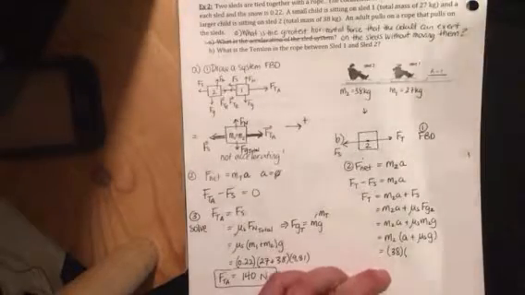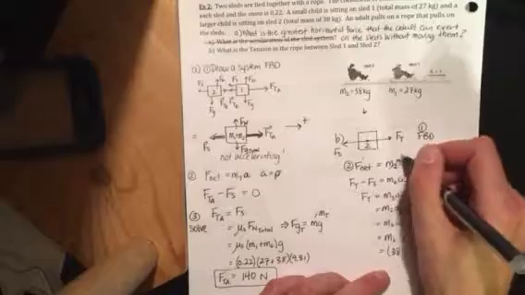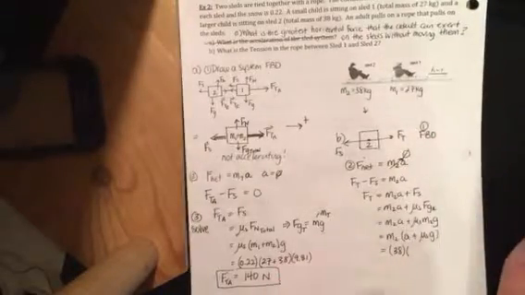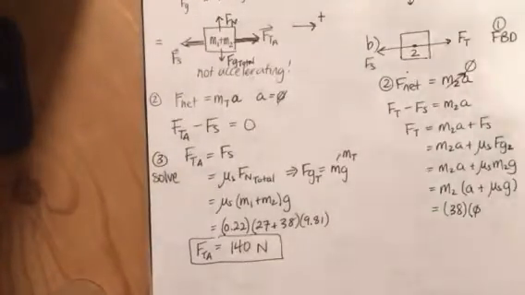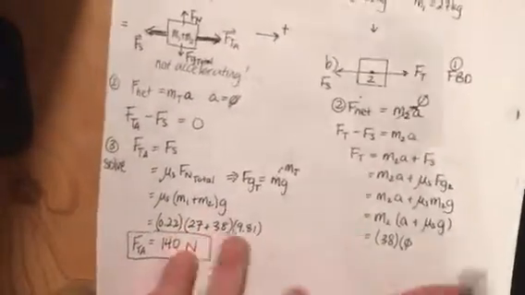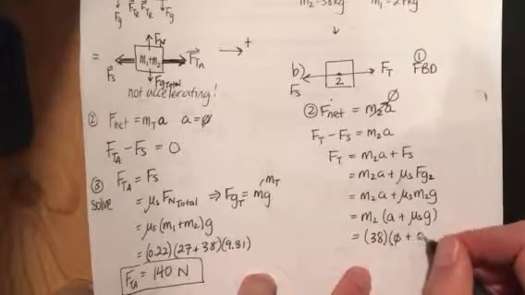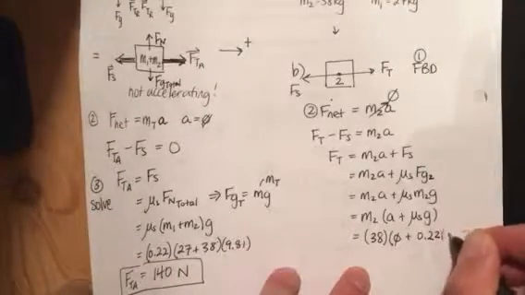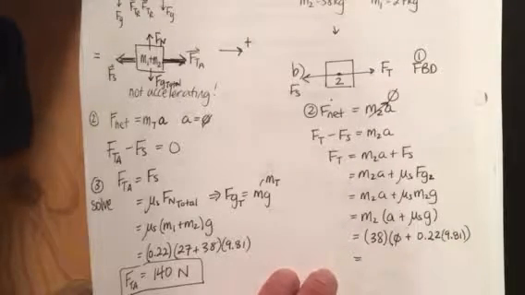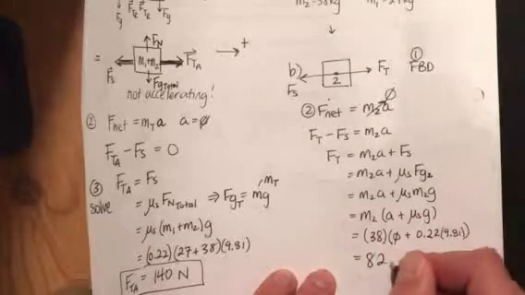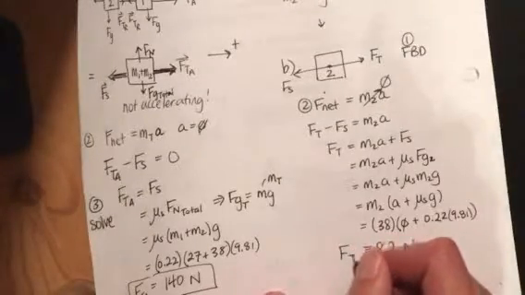Oh, acceleration 0. I almost forgot. It's getting late here. Because they're not moving, the acceleration is 0, so that's okay. We're going to plug it in here, in our last bit of problem solving, and then go plus 0.22 times 9.81 equals 82 newtons. Nice round number.